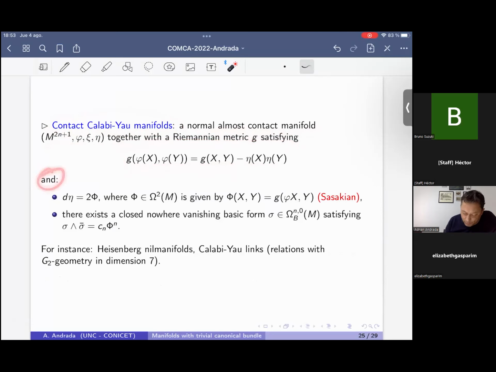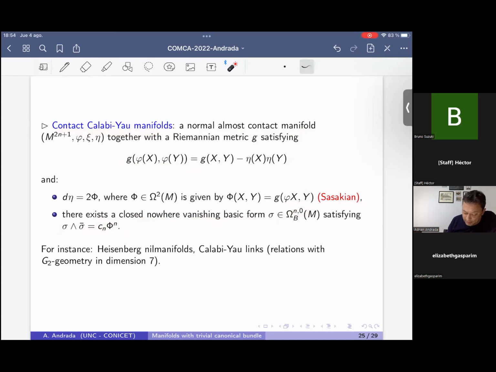and these other two. The first one is that the derivative of eta is 2 times phi, where phi is the two-form defined in the same way as in the complex manifold. We contract g with phi. Phi is skew-symmetric using this. Well, a manifold which admits this kind of structure is called Sasakian. That's Sasaki. But if there exists also a closed nowhere vanishing form of (n,0) type satisfying this condition for a certain constant c_n, then it is called contact Calabi-Yau.